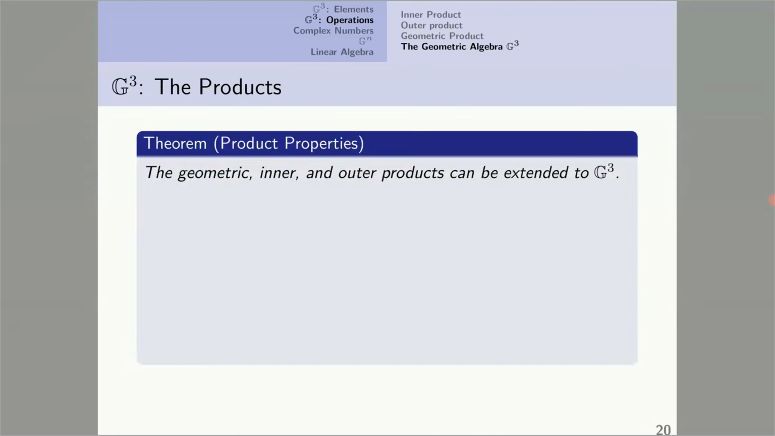G3, the products. We now know how to take the inner, outer, and geometric products of any two vectors in G3. It's time to see how these operations operate on general multivectors in G3. First, the geometric inner and outer products can be extended to all the multivectors in G3. For example, I can take the outer product of a vector with a bivector.